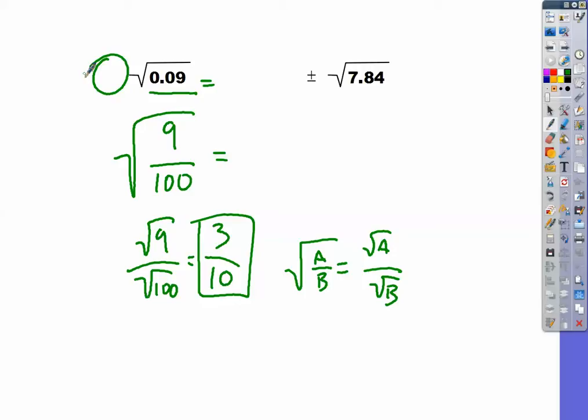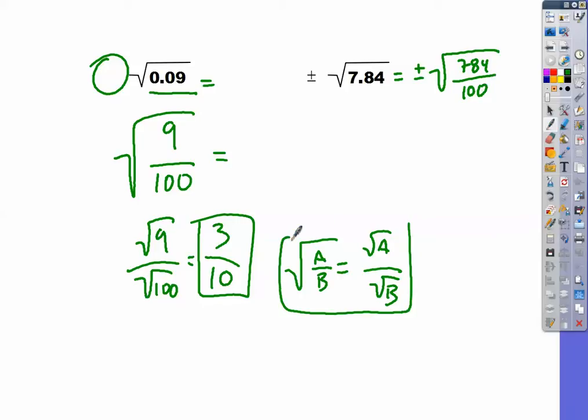For our other problem, same principles apply. What's another way to write 7.84 in fractional form? Well, this would be equal to plus or minus the square root of 784 over 100. If I were to divide this out, I'd get this equivalent decimal. Well, using our rule from today, we know that the equivalent expression is going to be the square root of 784 over the square root of 100.